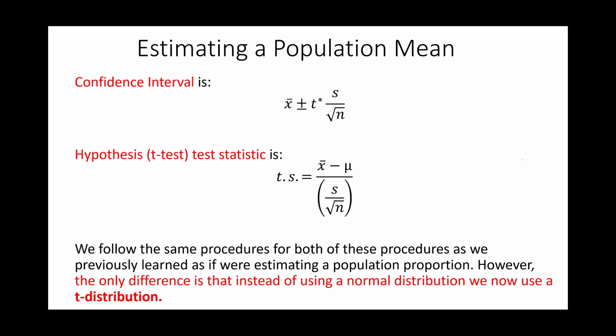For our confidence interval and hypothesis test formulas, you're going to see it's almost exactly similar to what we've been doing with proportions. Right? If you remember, for proportions, for a confidence interval, we took a sample proportion and we added and subtracted a certain number of standard errors.